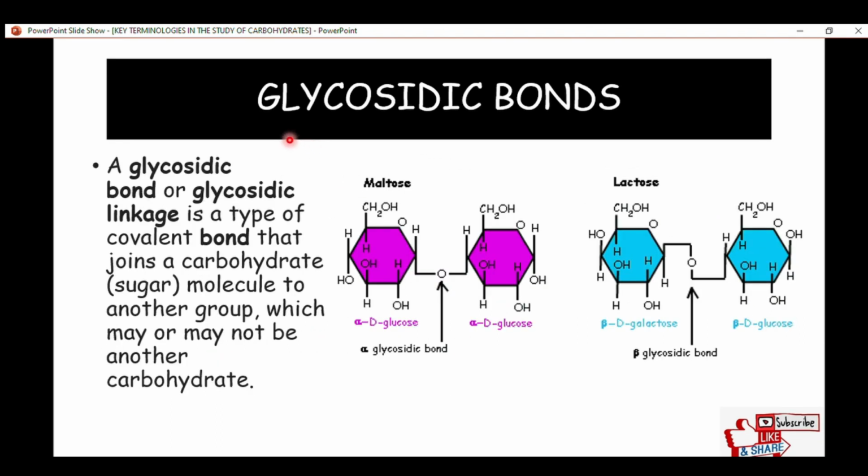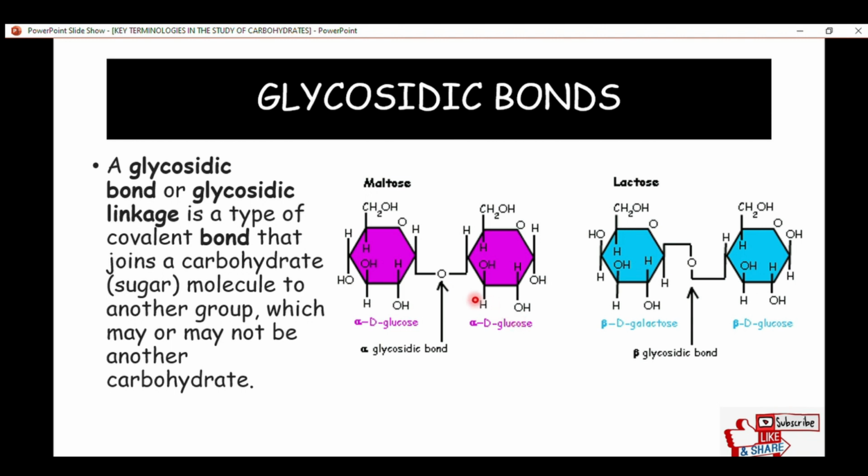We are going to talk about the glycosidic bond. What is a glycosidic bond? A glycosidic bond, or glycosidic linkage, is a type of covalent bond that joins a carbohydrate or sugar molecule to another group, which may or may not be another carbohydrate. It can be the same carbohydrate. It can be glucose and glucose, glucose and galactose, glucose and mannose, or glucose and ribose. It can be any sugar molecule.